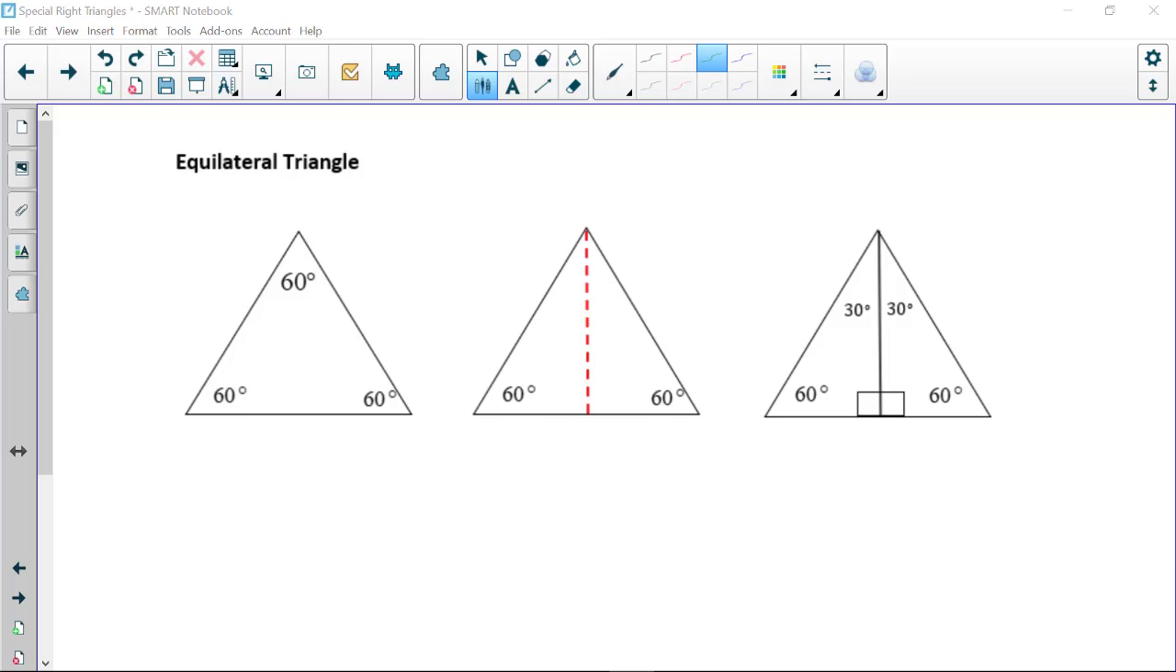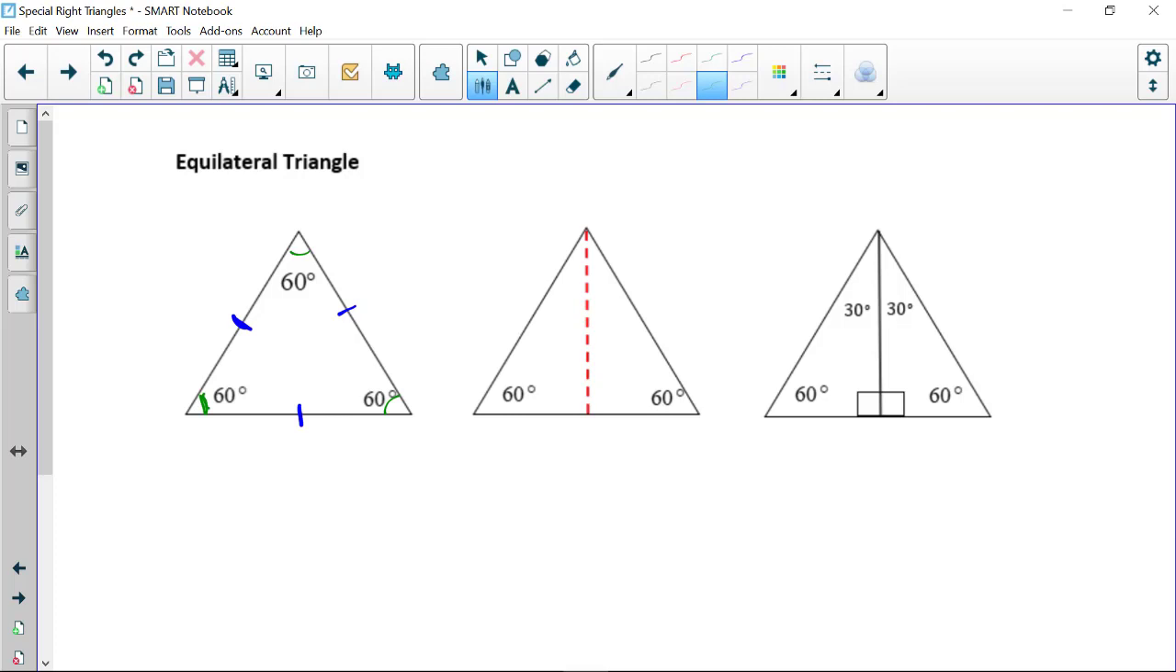Okay, let's talk about our second special right triangle. We'll begin with an equilateral triangle. An equilateral means all three sides have the same length. So all three of these sides are the same length, which then tells me that the angles opposite those sides are also the same measure. So if it has three equal sides, it has three equal angles.